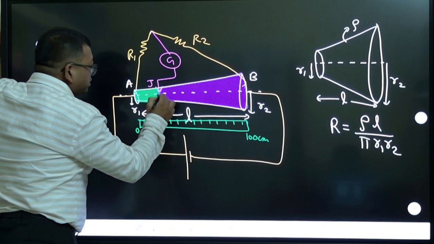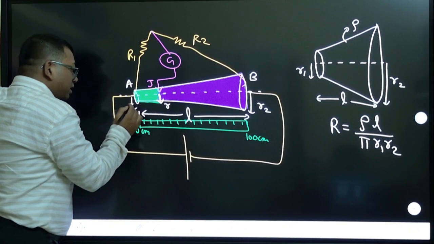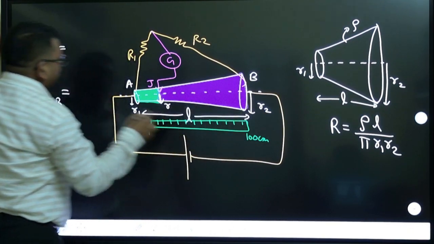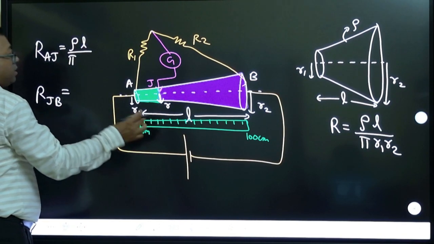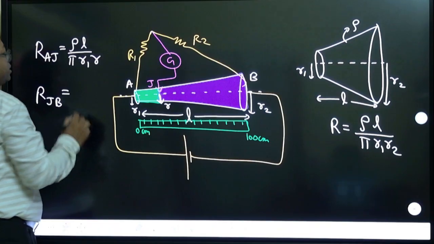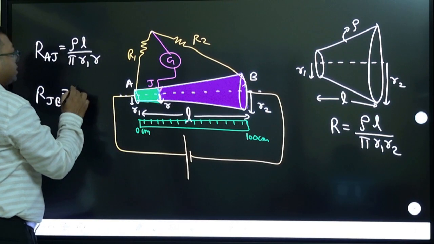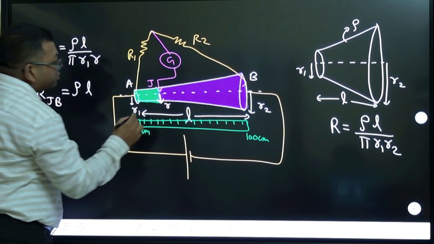Suppose the radius of this portion is small r, which you do not know, but this radius R1 you know, and that radius R2 you know. Let us write resistivity into length by pi. Here you will take R1 into r, and this wire's resistance is resistivity times length. Length is how much? I think you need to give the length.